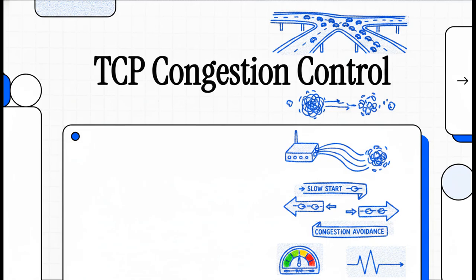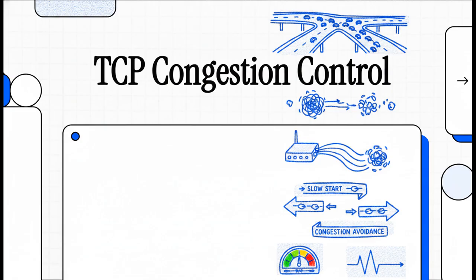Welcome to this explainer. I am absolutely thrilled you're tuning in today because we are going to unpack something that is happening billions of times a second, all around the globe, yet it remains completely invisible to most of us. We are talking about the incredible behind-the-scenes engineering that keeps the entire internet from grinding to a screeching halt.